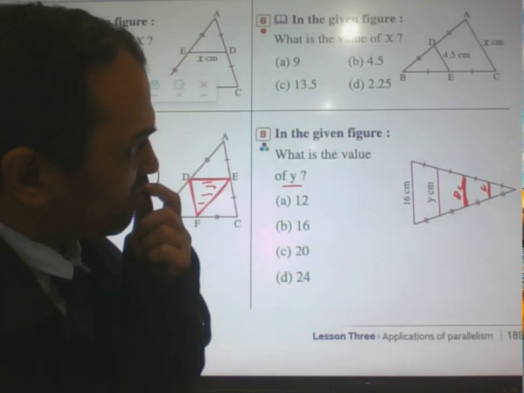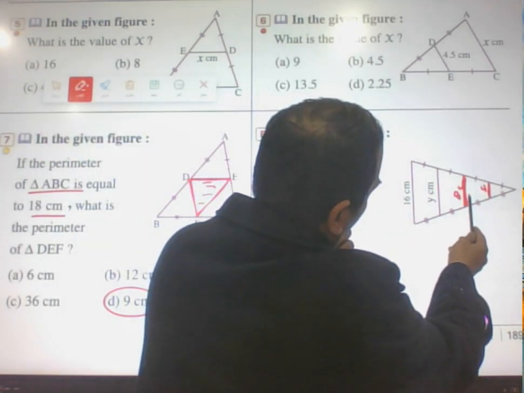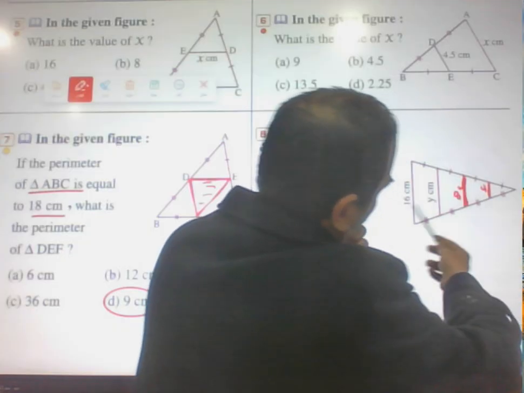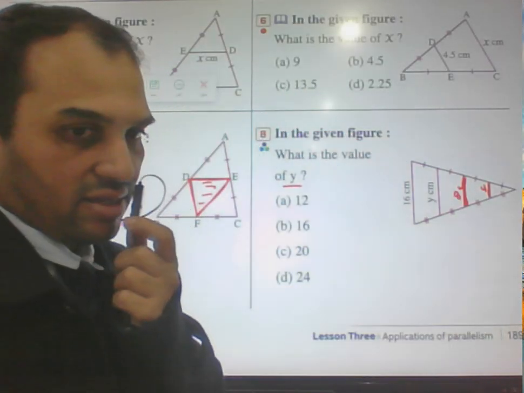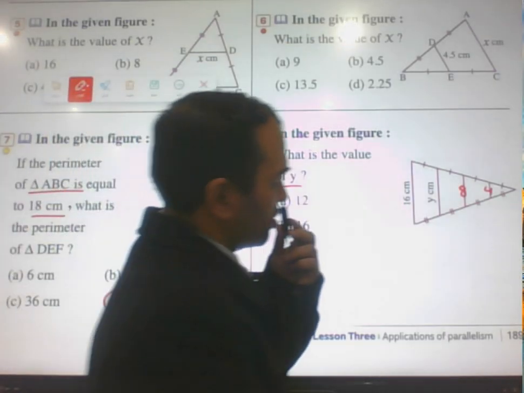Y lies where, in the middle? We can write here, we have 4 and 8. And this side segment, in the biggest triangle, we can choose y lies in the midpoint between two sides. Okay, my students, I will complete this example by the ratio.